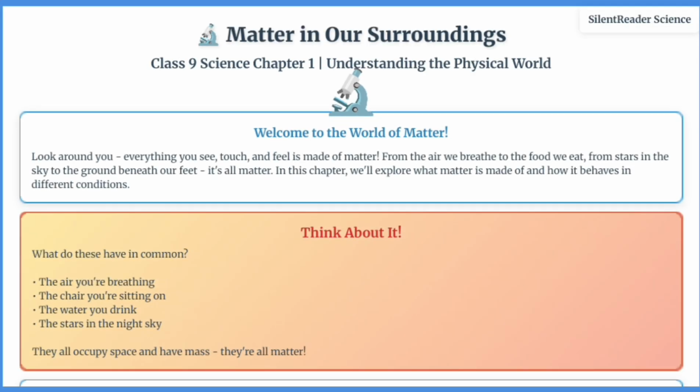Welcome to Chapter 1 of Class 9 Science, Matter in Our Surroundings. In this fascinating chapter, we'll explore everything around us that occupies space and has mass, what we call matter. We'll investigate what matter is made of, how it behaves in different states, and how it changes from one state to another. From the air we breathe to the ground we walk on, from the water we drink to the stars in the sky, it's all matter.